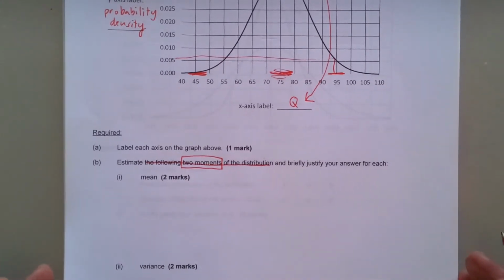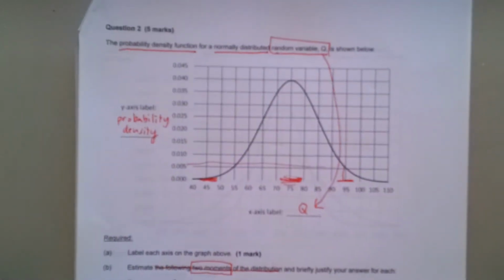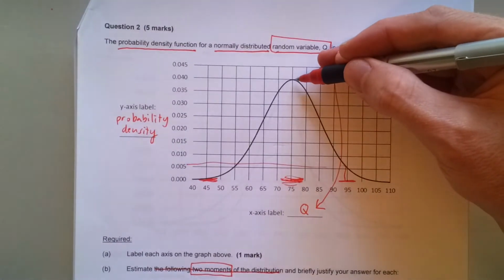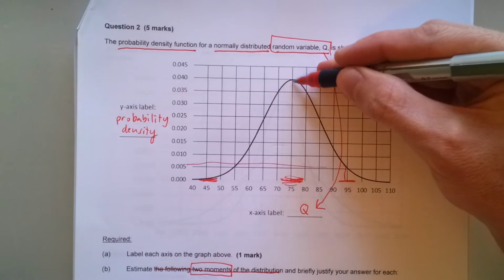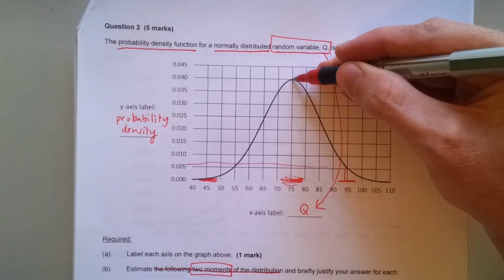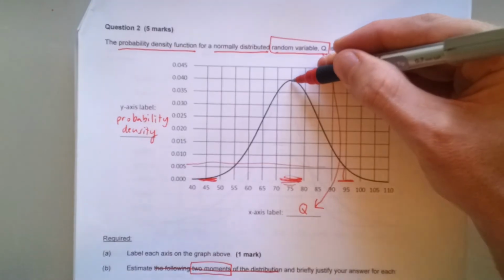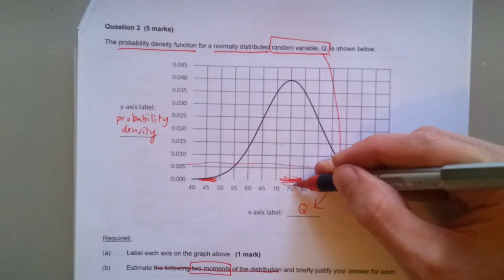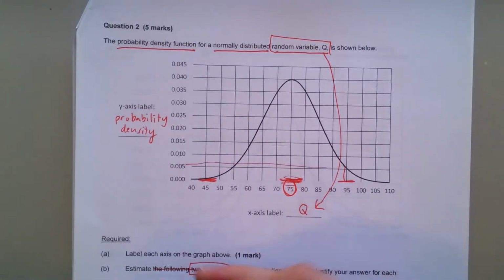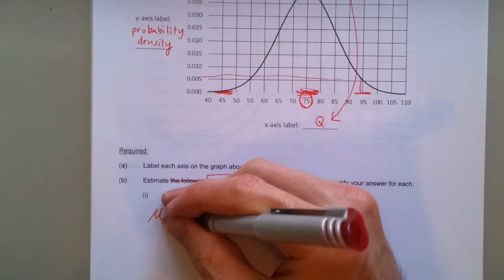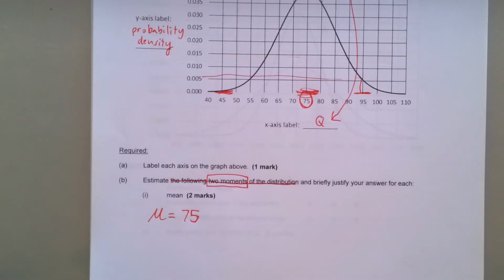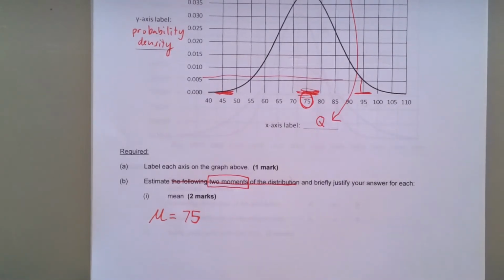So how do we estimate the mean for a normally distributed variable? Well, the mean is the average value, and for a normal distribution it coincides with the most common value, which will be where the probability density function has its maximum probability density. Look down and see what the value of the random variable is. It's 75. And seeing as there's a probability density function, it is looking at a population, so we should say that the mean of the population, mu, is equal to 75.